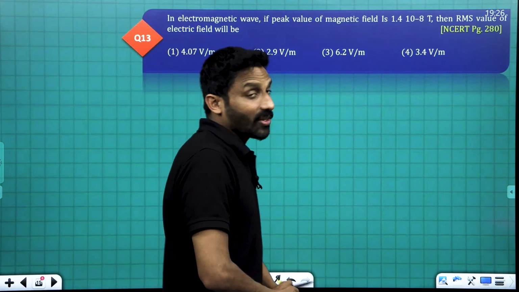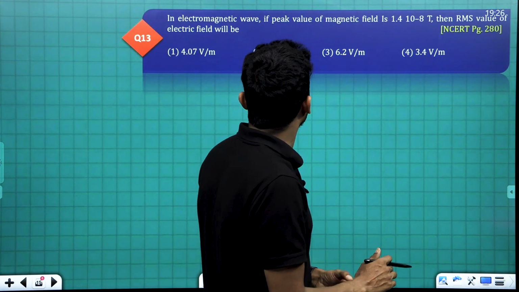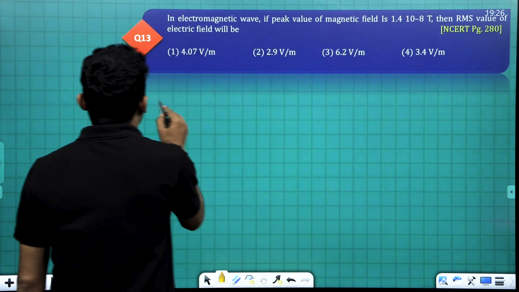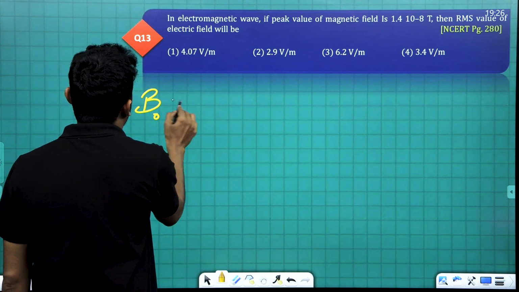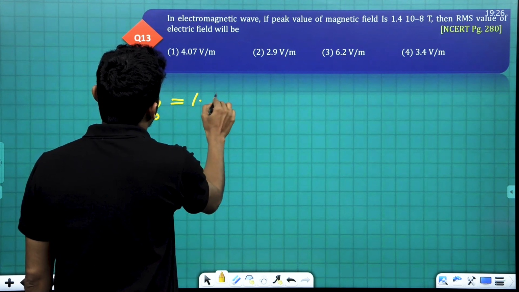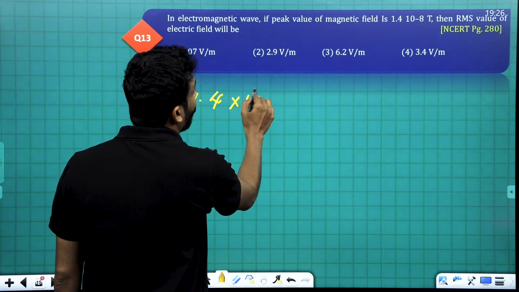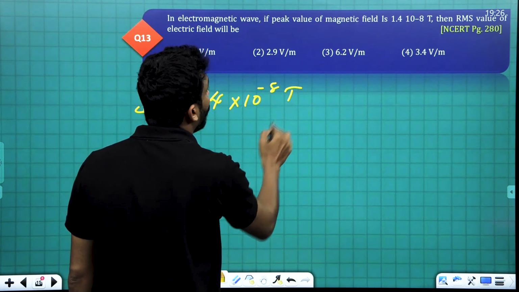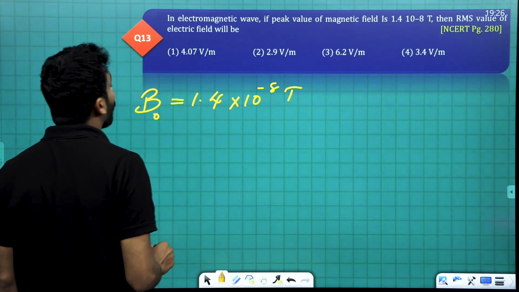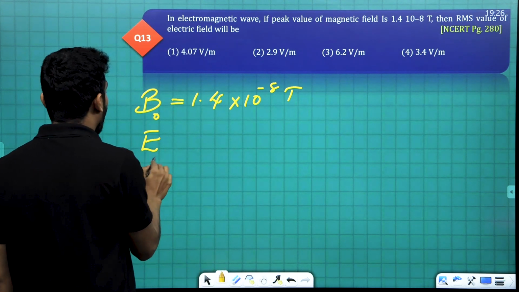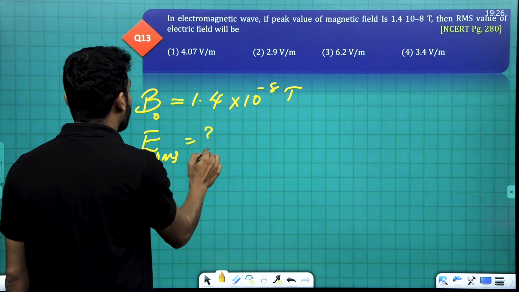In an electromagnetic wave, if the peak value of the magnetic field is B naught equal to 1.4 into 10 power minus 8 Tesla, then what is the RMS value of the electric field? This is the question.